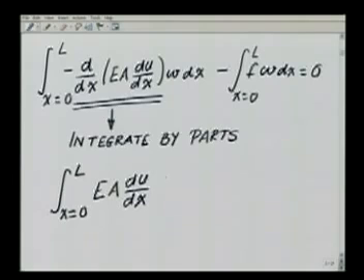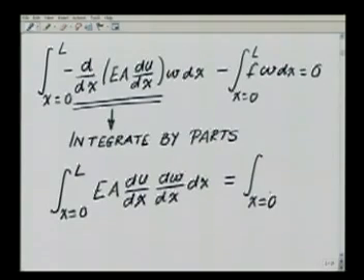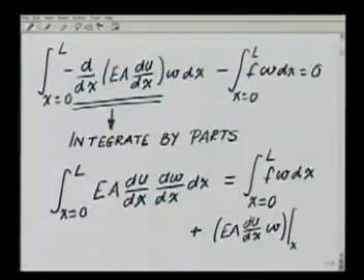EA du/dx dw/dx, and I'll take the required terms on the right hand side. So this will be equal to the integral from x equal to 0 to L of f w dx plus, if I look at it, EA du/dx w evaluated at point x equal to L minus the value evaluated at point x equal to 0.